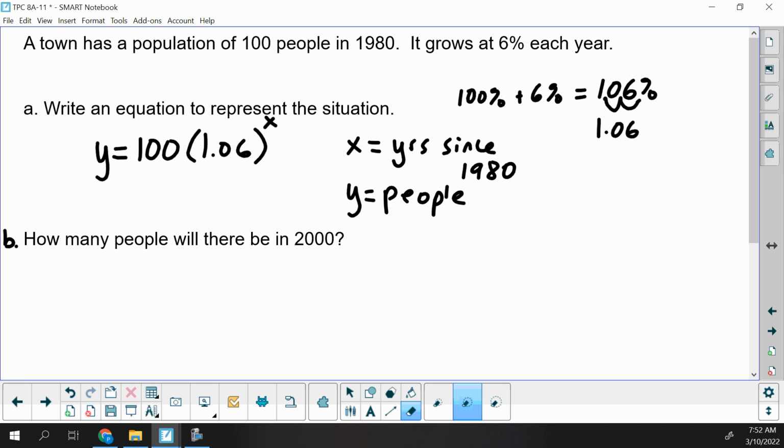Now a couple of follow-up questions. First off, how many people would there be in the year 2000? Our years dealt with x, and x was years since 1980. The year 2000 is 20 years after 1980, so we'll fill in the 20 for x. Keep in mind, people has to be a whole amount. So we're going to pause the video for 1 minute. See if you can sub that in the calculator, and then round to the nearest whole because it is people.